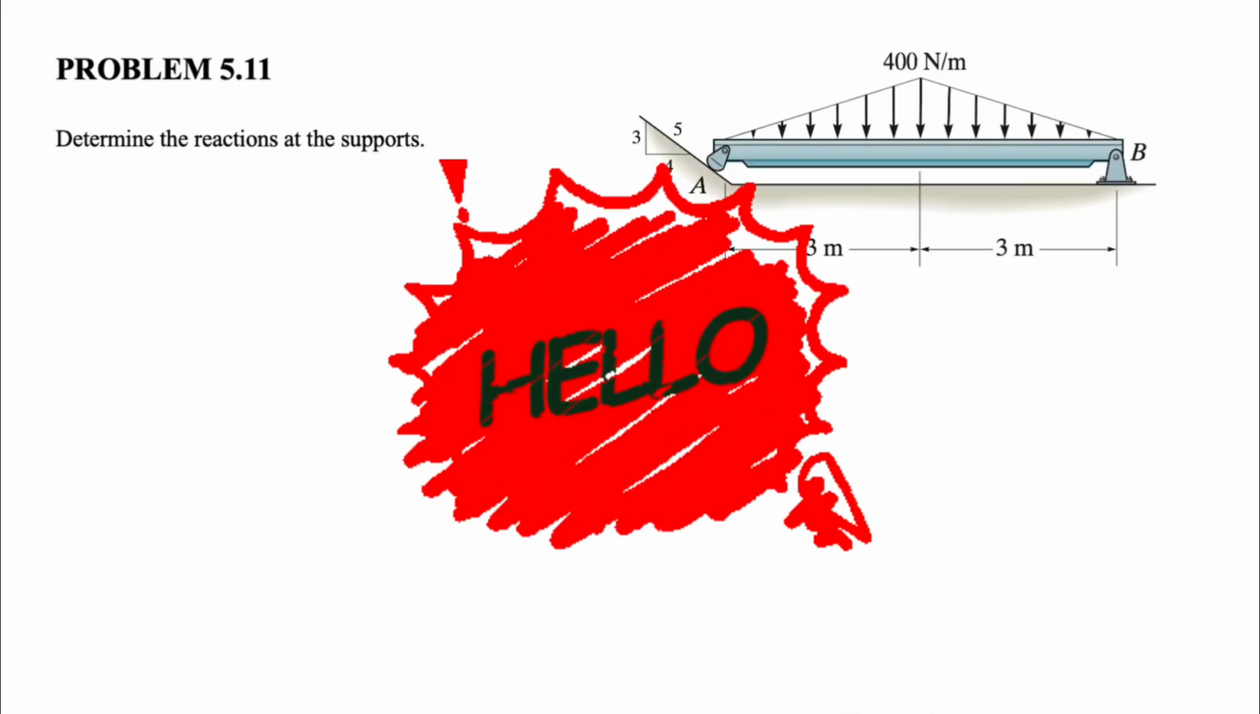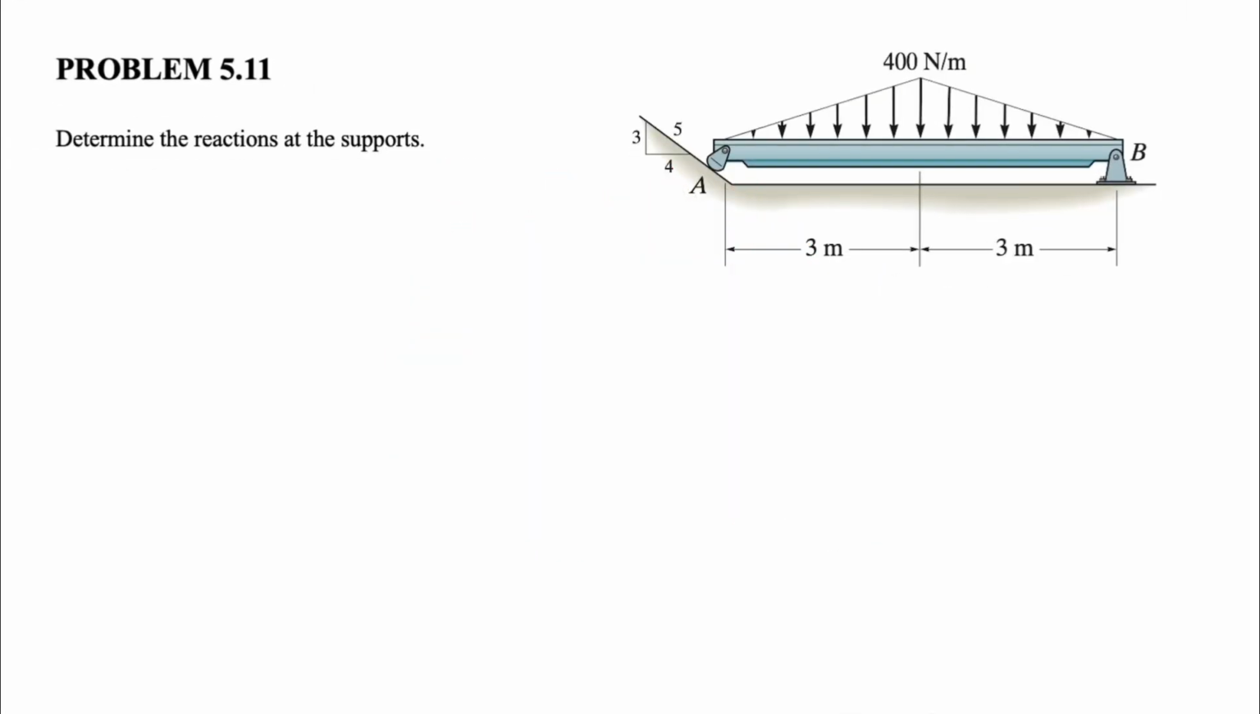Alright, welcome back guys. So in today's video we have another question from chapter 5, and we need to determine the reactions at the supports at points A and B. We have a roller at point A and a pin at point B.